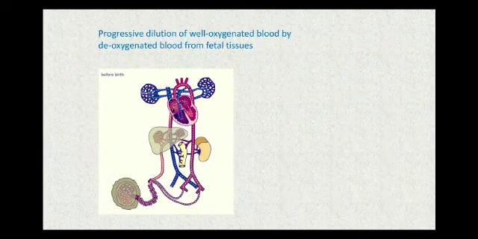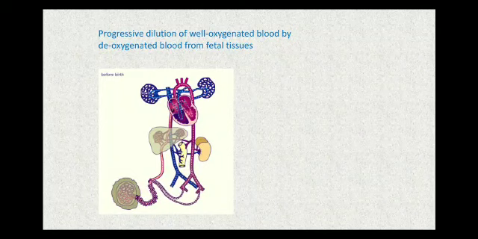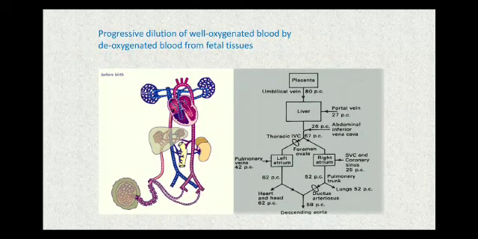There is progressive dilution of the well-oxygenated blood with the deoxygenated blood. If you consider the partial pressure of oxygen, you'll see that in the umbilical vein we said it is 80% saturated with oxygen. But by the time this blood reaches the heart and the head, it is 62% saturated. The lungs are getting just 52%. So as you come down the circulation, there is a drop in the levels of PO2.